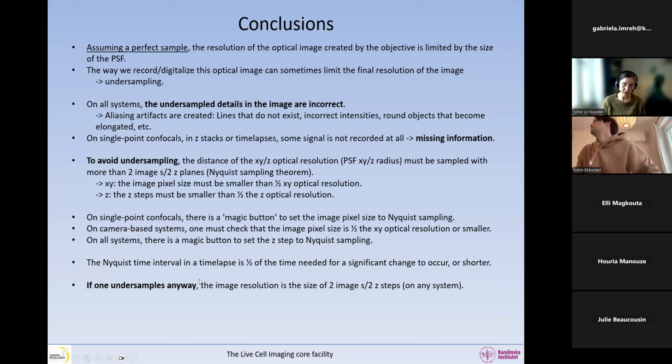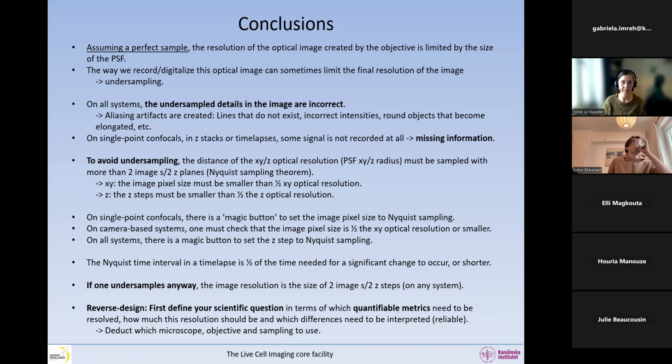So if one undersamples anyway, the image resolution in that case is not the optical resolution, but it is the size of 2 image pixels. I'm sorry about that, and I'm going to change all this and update the PDFs that I put in the lecture. So when you undersample, the image resolution is the size of 2 pixels, okay, and not the size of the optical resolution, and that is true on any system.